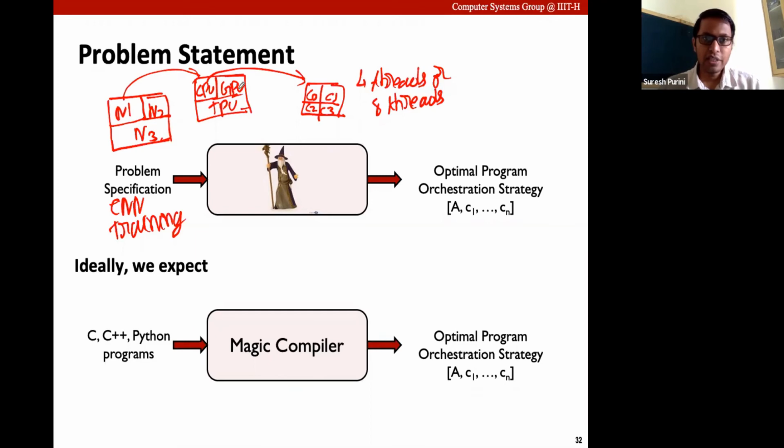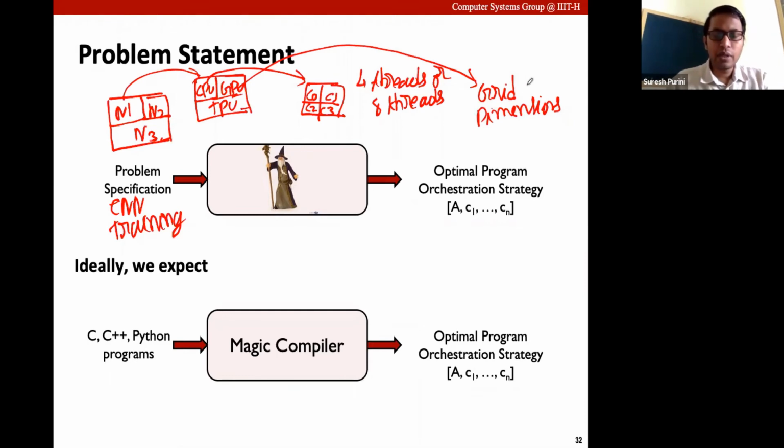And if it is a GPU, what is the launch configuration? What are the grid dimensions? Those of you who know GPU programming will appreciate what grid dimensions mean. You have to figure out how you want to split the problem, for each of the architectures how many threads you want to use, and what kind of tiling strategy you may want to use, for example, to enhance memory locality. So it's a complex optimization problem.